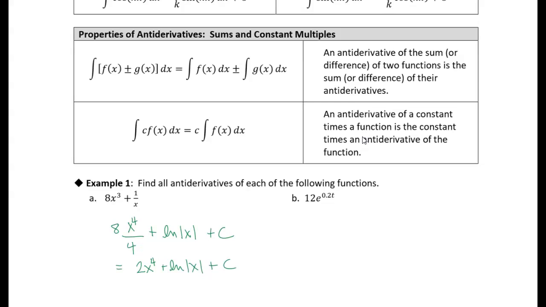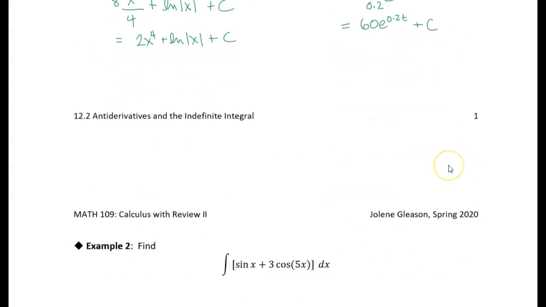So let's do another example. All right, we want to find the antiderivative of 12e to the 0.2t. Okay, so we have a constant. I'm just going to write that down. And then our k, in this case, is 0.2. So the antiderivative is 1 over 0.2 times e to the 0.2t, and then plus c. And if I simplify that, I get 60e to the 0.2t plus c. All right, just practice. That's all it takes.